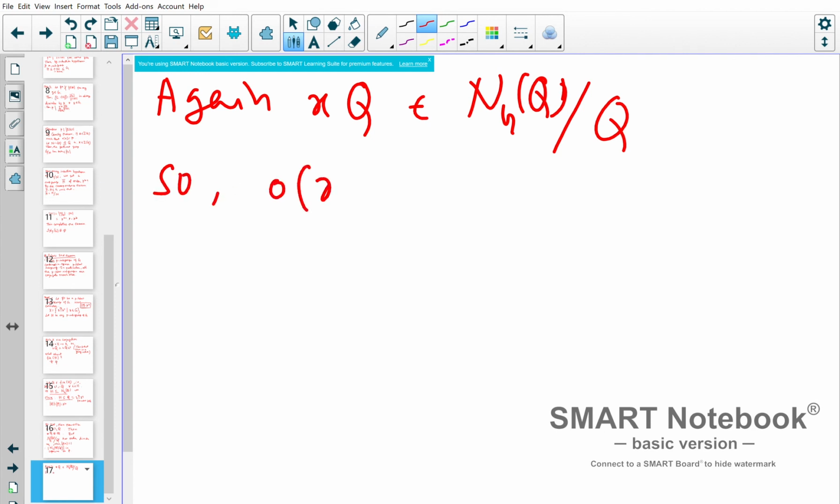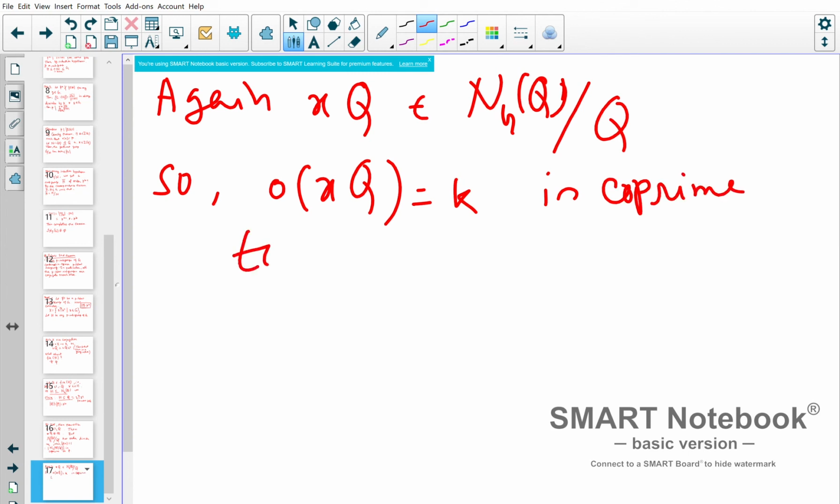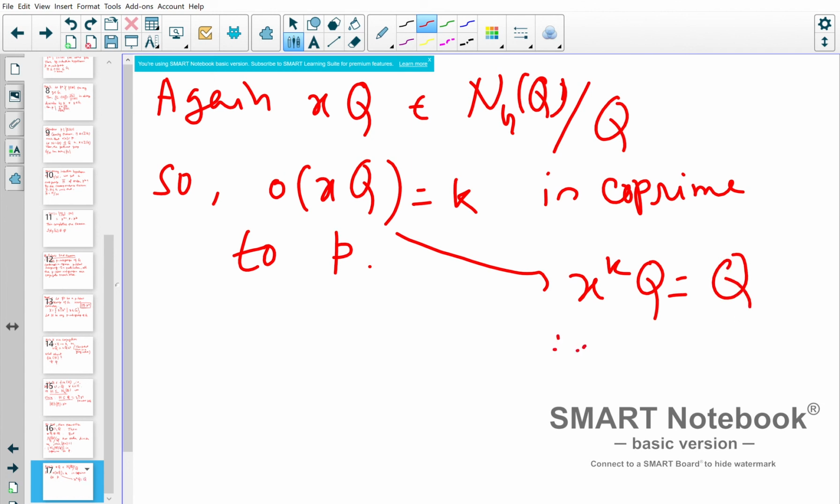Similarly, the order of these elements, something like k, is coprime to p, right? Because the order of the whole group is coprime to p, and the order of the element divides the order of the whole group, so there cannot be any common factor with p. But what is the meaning of this order? It means x^k q equals the identity, which is nothing but q, and hence x^k belongs to q. That we already know, right?